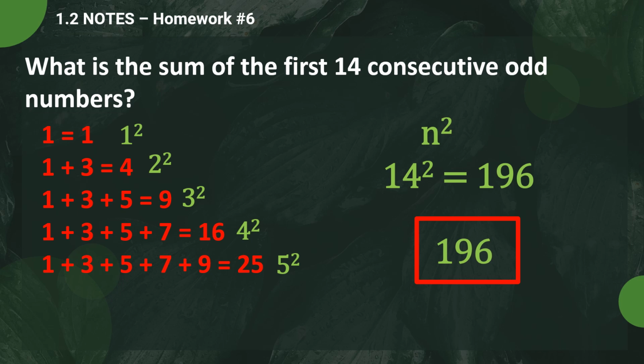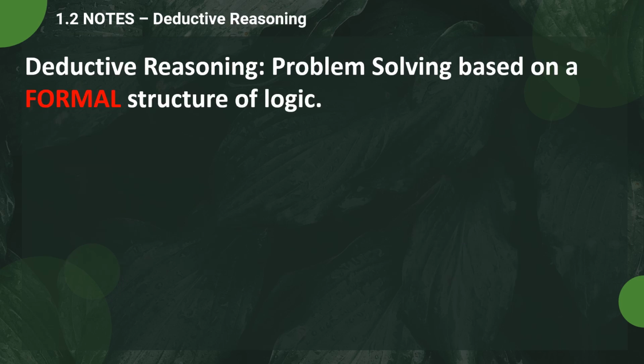So that should help you with this problem whenever you get to it in the homework. Inductive reasoning is kind of looking for patterns with small situations and applying them to large situations. All right, so hopefully that helps you with inductive reasoning. Now we're going to look at deductive reasoning. So deductive reasoning is problem solving based on a formal structure of logic. And you've probably seen puzzles that use deductive reasoning, and we're going to actually do one of these puzzles to help you figure that out.